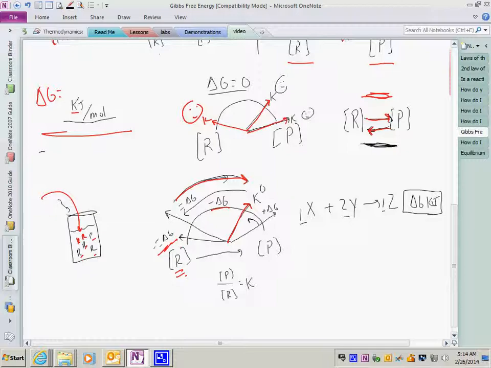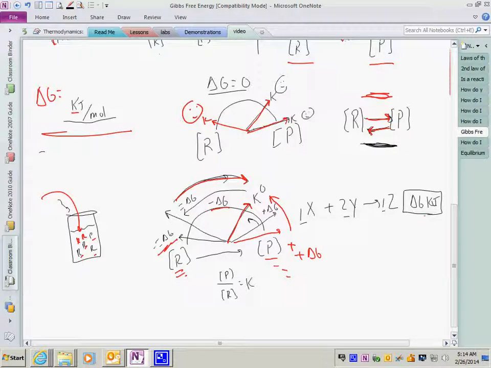Conversely, as I pull it back to the right, I have a positive delta G, and the farther I pull it this way, the higher my concentration of products gets, and I get a larger and larger positive delta G, and therefore it would eventually spring back, giving an opportunity towards my end point, in this case to the left. Okay.